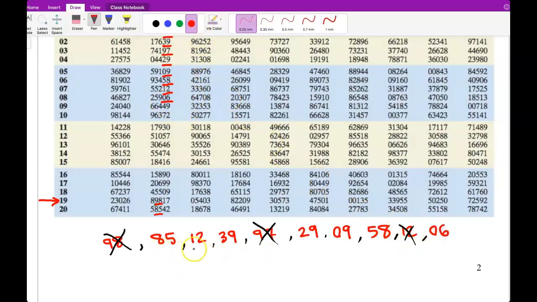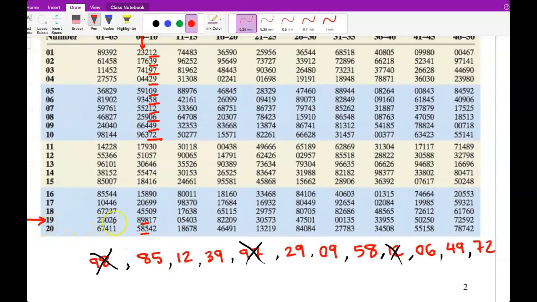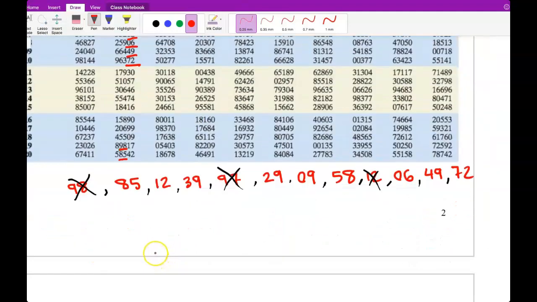Let's see how many we have. We should have 9 in total. 1, 2, 3, 4, 5, 6, 7. I need 2 more. 49. One more, 72. And that's it. This is our sample using this table, starting from row 19, column 7. Adding what rule was here, we had 2 digits.